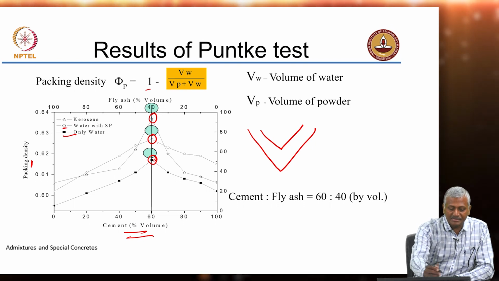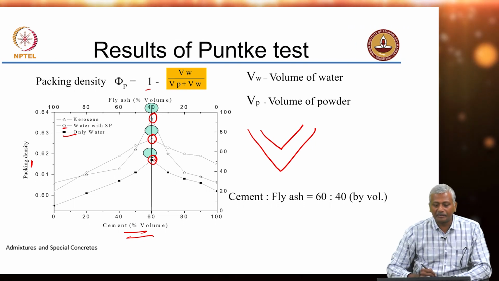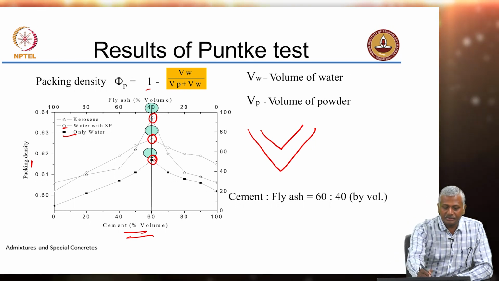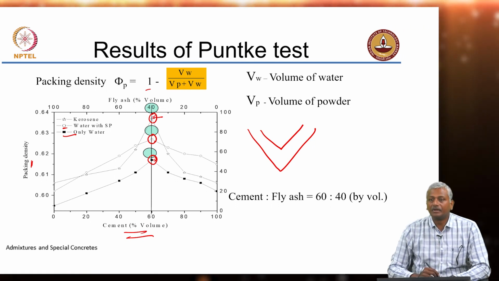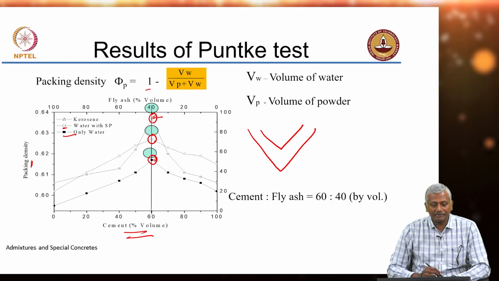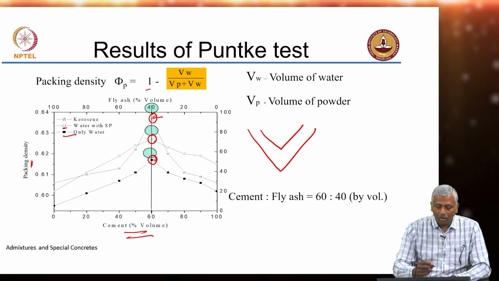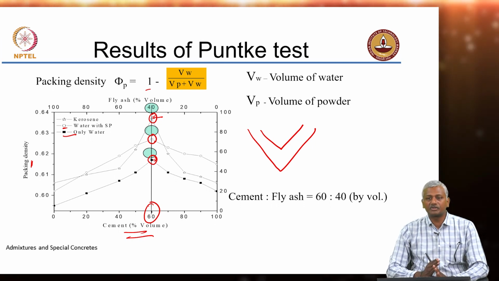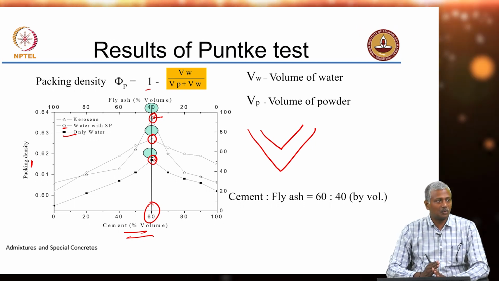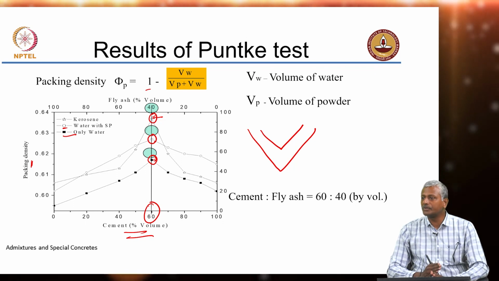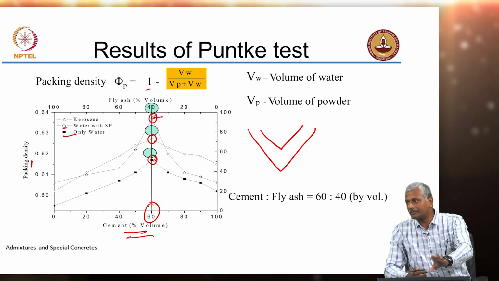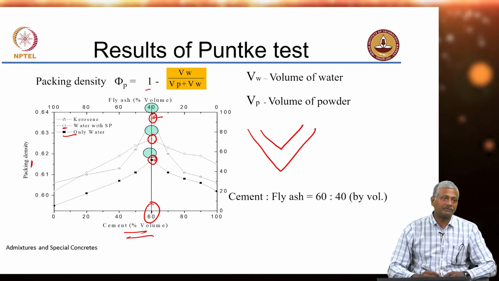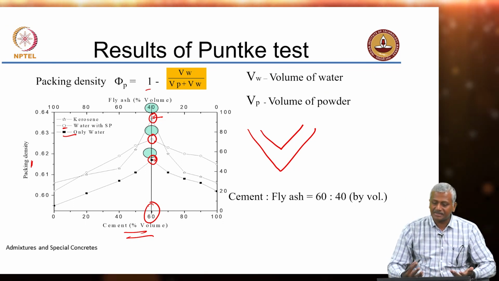Water with superplasticizer, you get slightly better packing density. And instead of water, if you use kerosene, you get a slightly higher packing density. But what you have to notice, all of it is happening at the same volume fraction of cement. All these three different liquids are giving you the same volume fraction of cement at which you are obtaining the maximum packing density. Okay, so that means this test is robust.